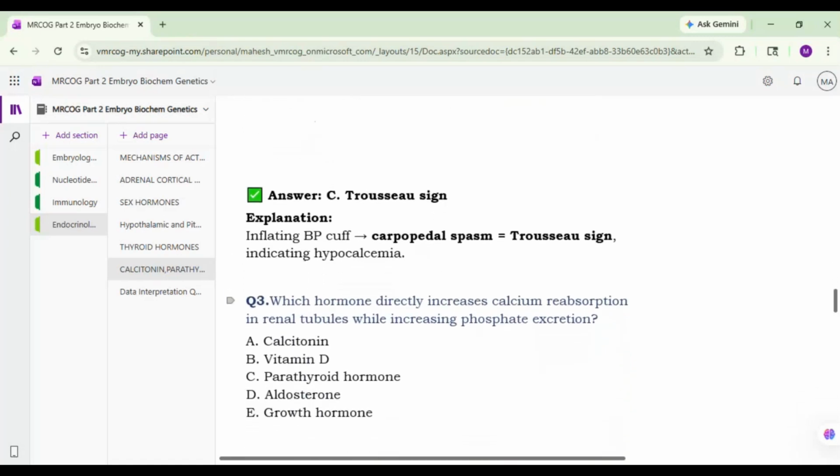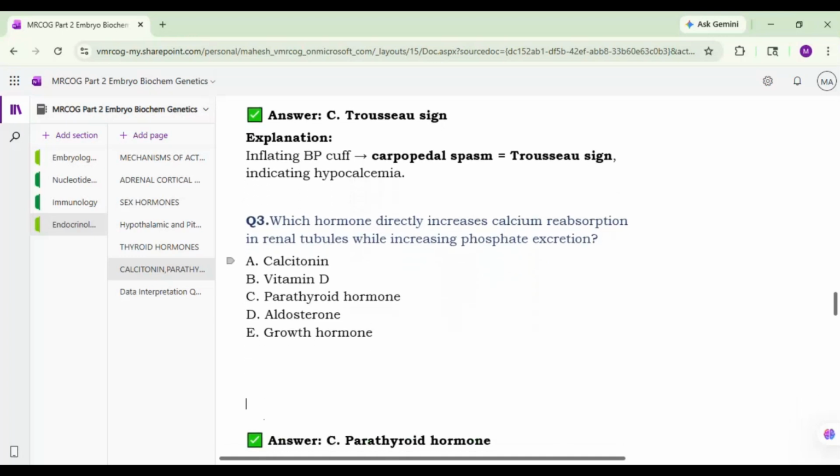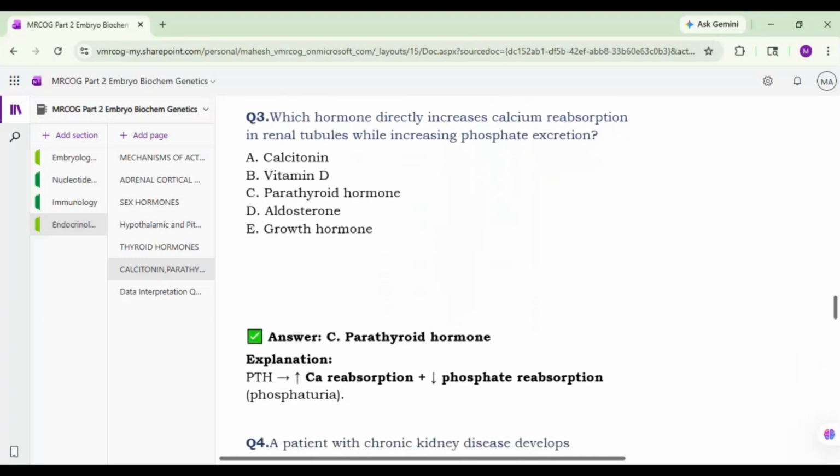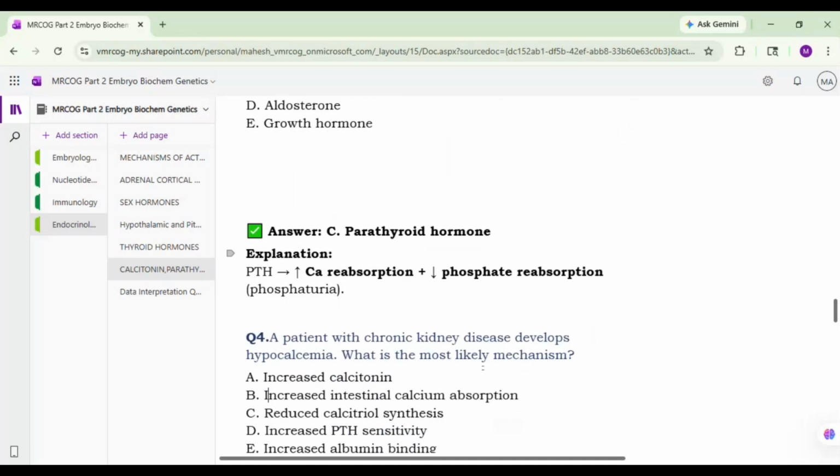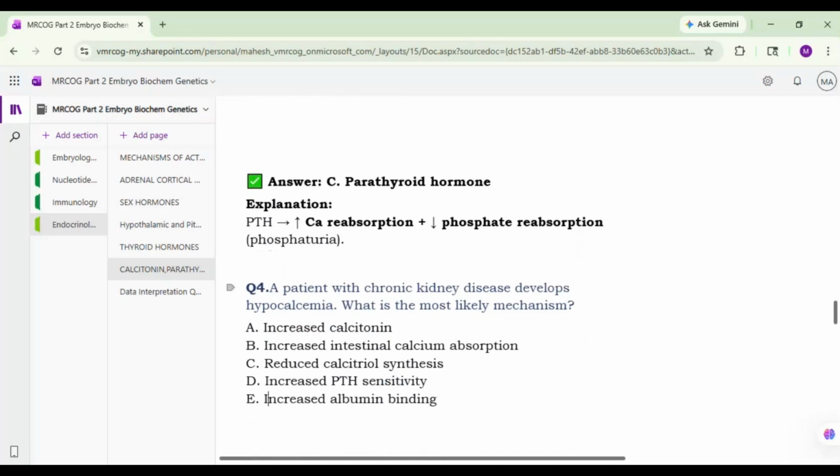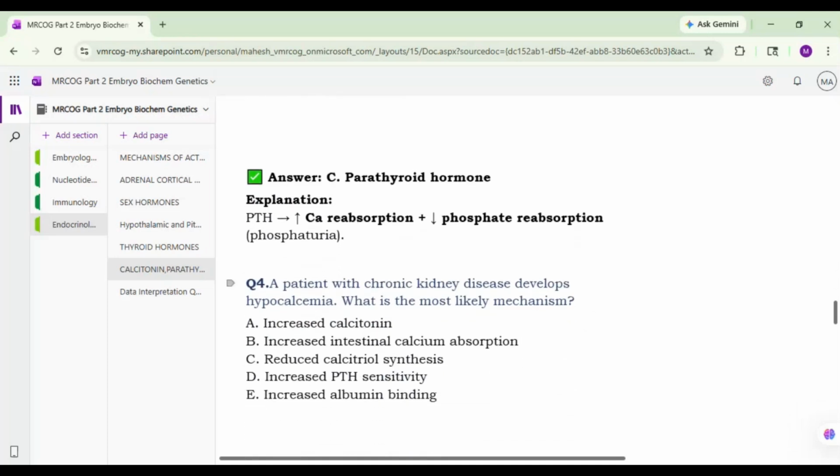Next. Which hormone directly increases the calcium reabsorption in renal tubules while increasing the phosphate excretion? Sir, option C, parathyroid hormone. Parathyroid hormone. So parathyroid increases the calcium reabsorption and decreases the phosphate reabsorption. So it causes phosphaturia.